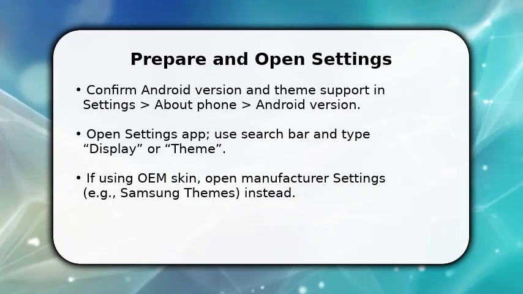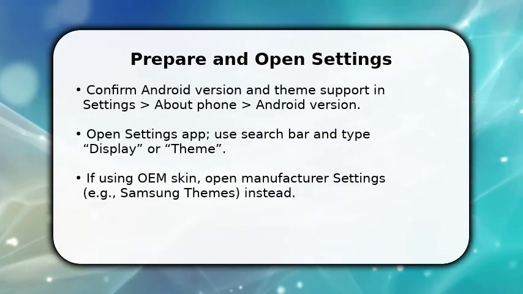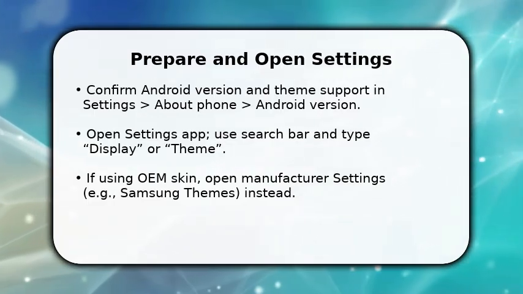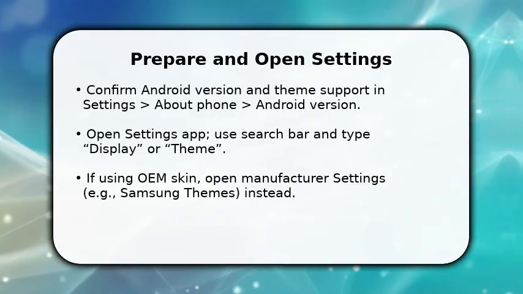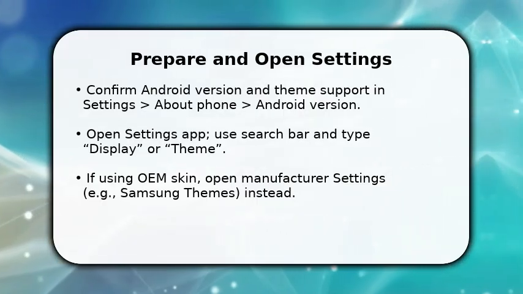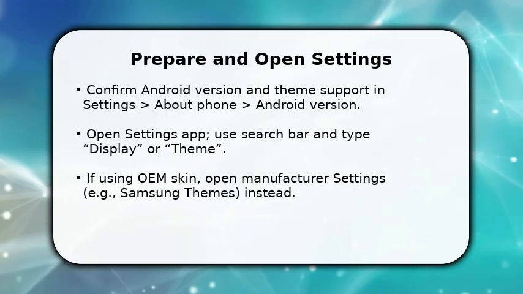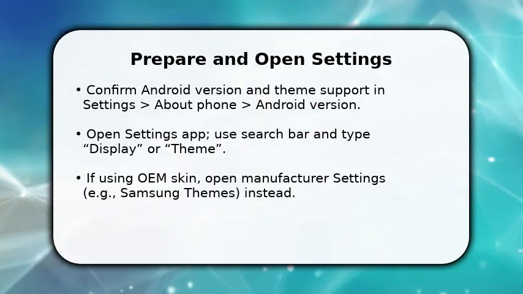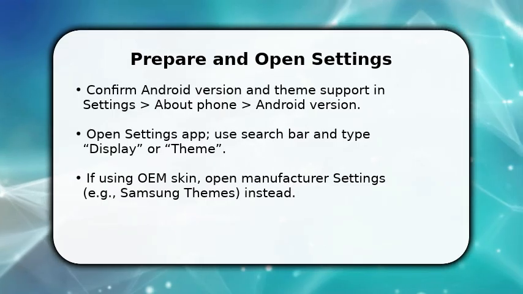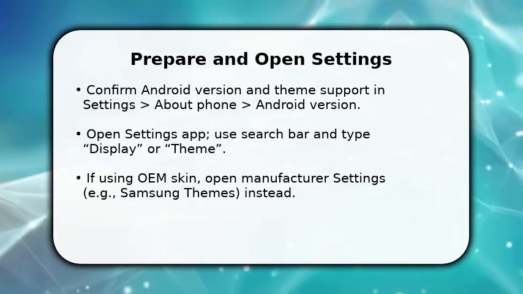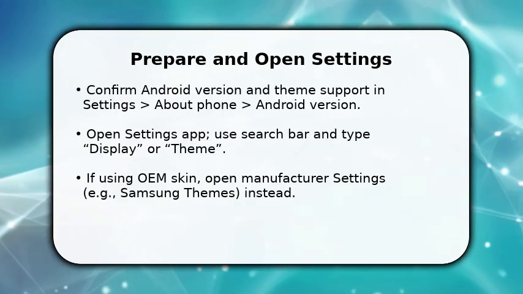You start by verifying your Android version and whether the system theme supports background color changes. This prevents wasted steps. Open Settings and immediately search for Display or Theme to jump to the right section. If your device uses an OEM skin like Samsung or Xiaomi, open its Custom Themes area instead.